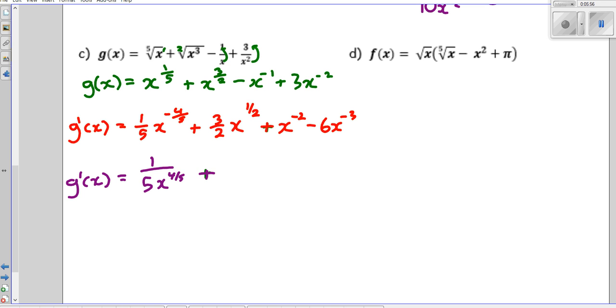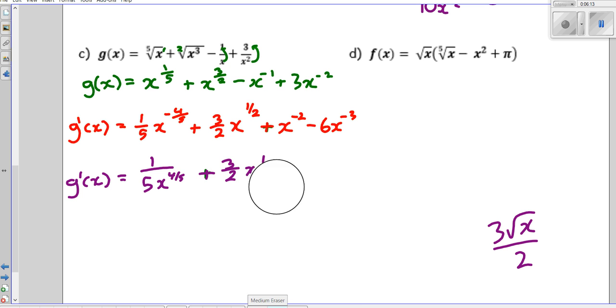Okay, 3 over 2 x to the half. This part you could have also gone 3 root x over 2. Notice that that thing is the same as 3 root x over 2, if you think that looks prettier. You can leave it like I did, or you can put it in like that. X to the power of a half is the square root of x.